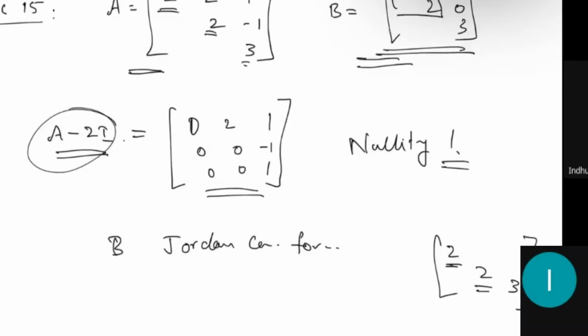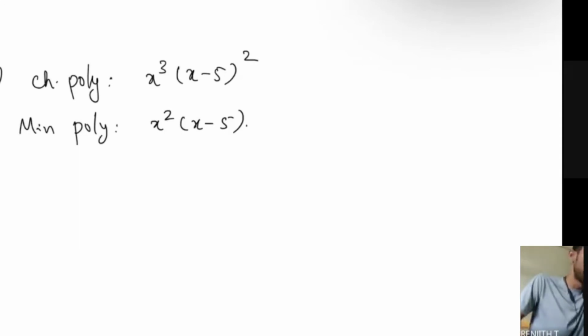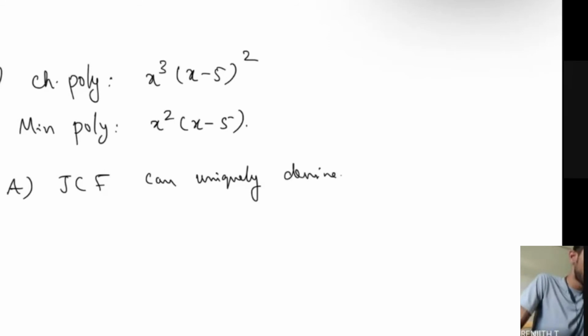Yes, sir, understood. Okay, one more question from this section. The characteristic polynomial is x cubed times (x minus 5) squared, and the minimal polynomial is x squared times (x minus 5). The question has 4 options. A: the JCF can be uniquely determined.